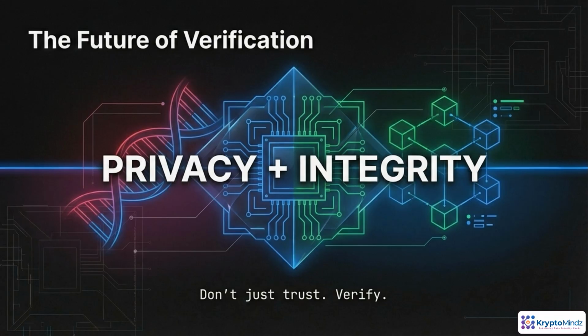In a post-AI, post-quantum world, "good enough" security quietly turns into failure. The real advantage won't be faster models or bigger chains, but systems where privacy and integrity are provable. The core mindset shift is this: don't just trust, verify.